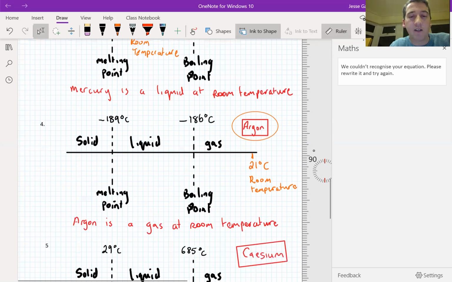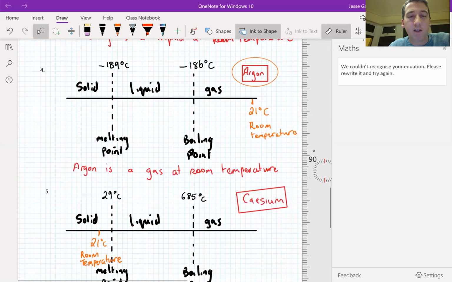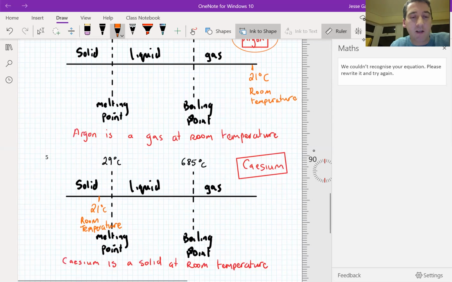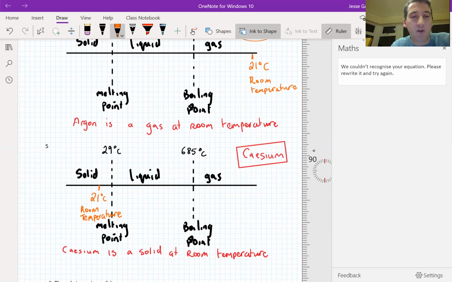Last one of these, cesium. Cesium is an alkali metal. That means it's in group 1 of the periodic table. And plotting it here, it's got a melting point of 29 degrees. So just a little bit above room temperature. So it's almost melted at room temperature. And it doesn't turn into a gas until 685 degrees. So here's my 21 plotted in the solid portion of the graph. And that means that it hasn't melted yet, so cesium will be a solid at room temperature.